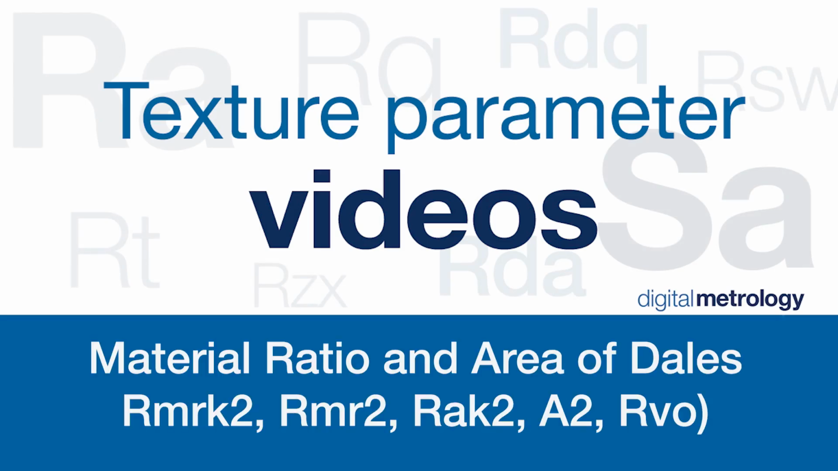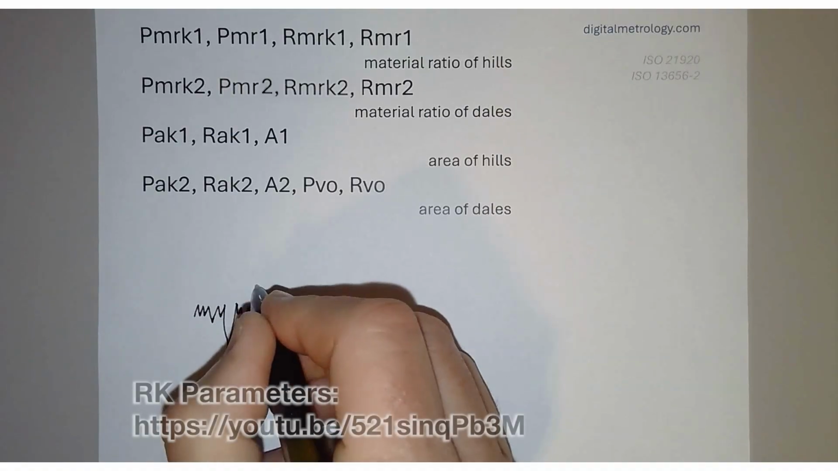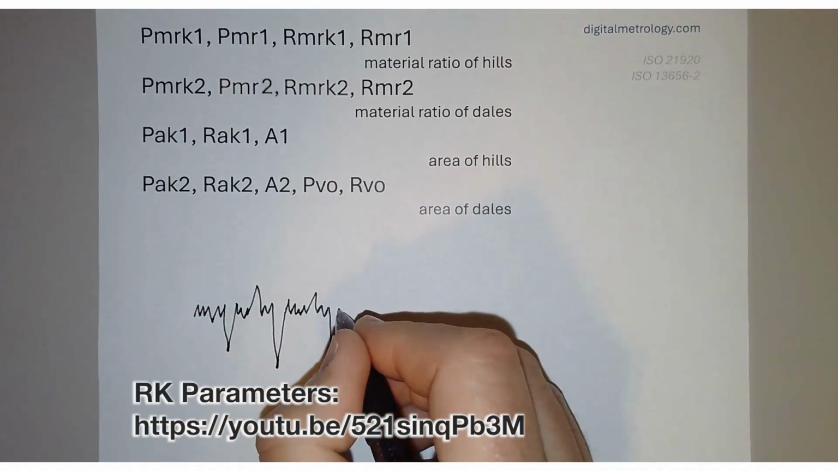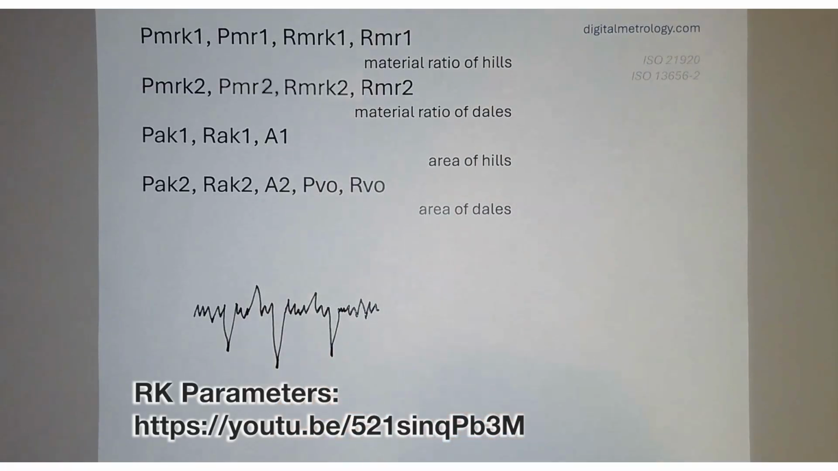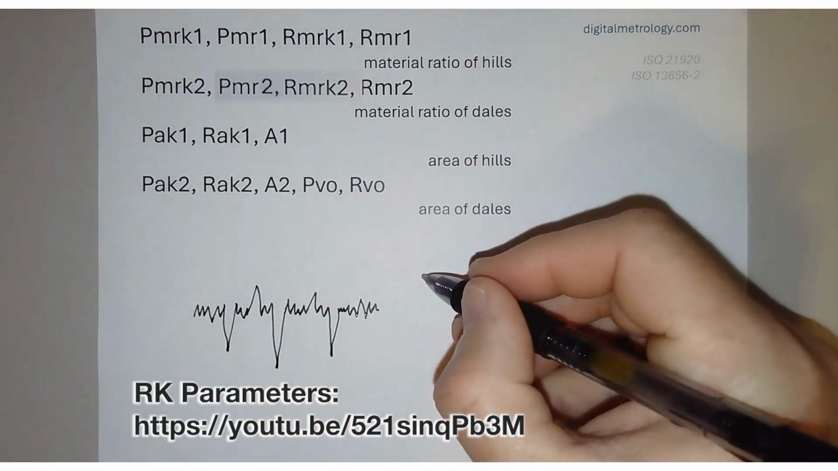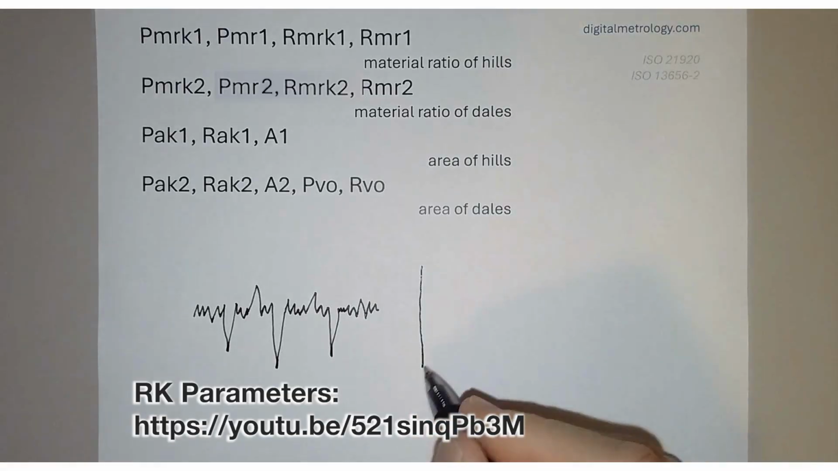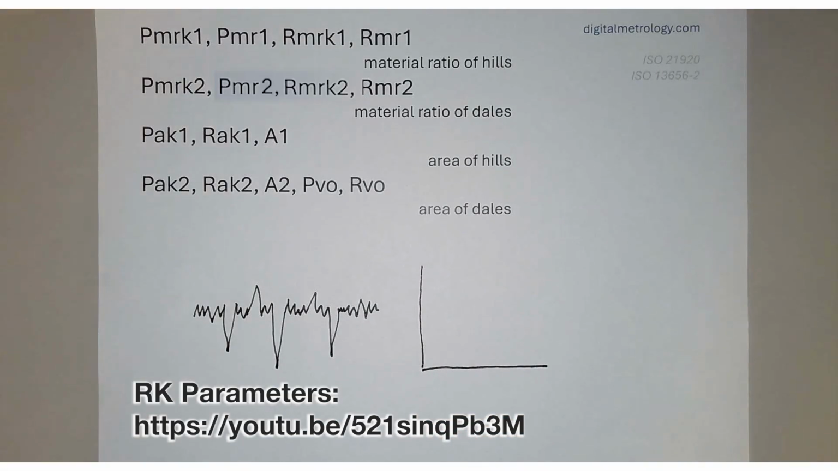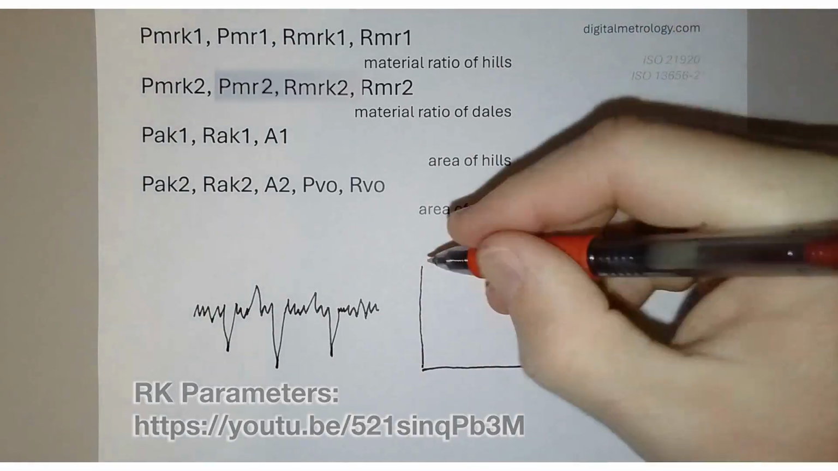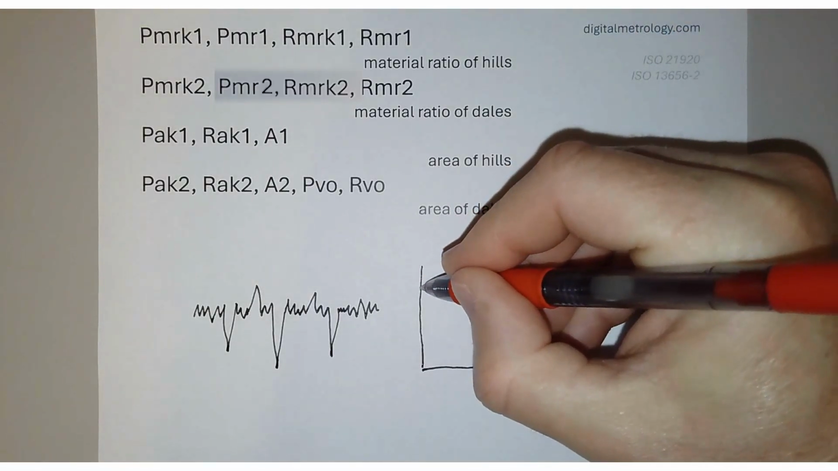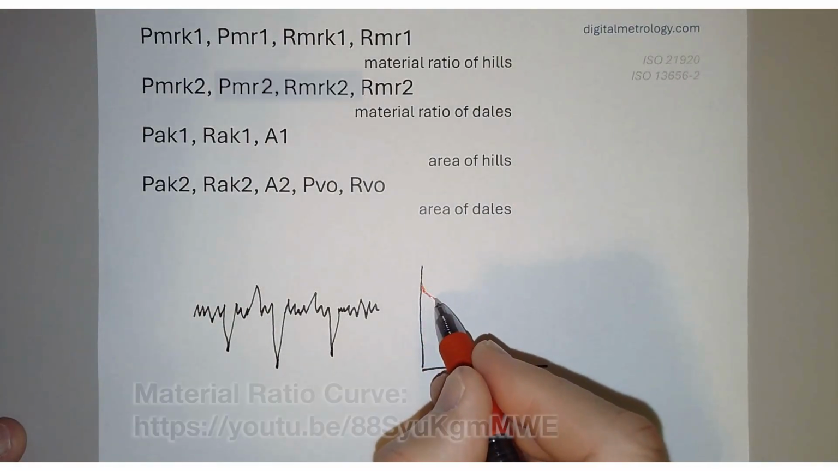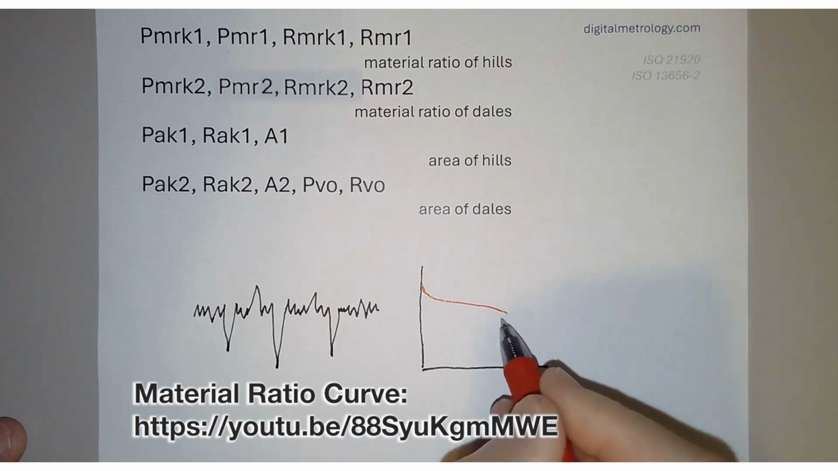In a previous video, we talked about the Rk parameter family, a parameter set that gives us the ability to separate peaks from the core and from the valleys of a particular surface. Now, if you haven't seen that video, go back and check it out because we're going to build on that concept. The concept of the Rk family was to make that separation of peaks and core and valleys, and we're going to use the material ratio curve to do it.